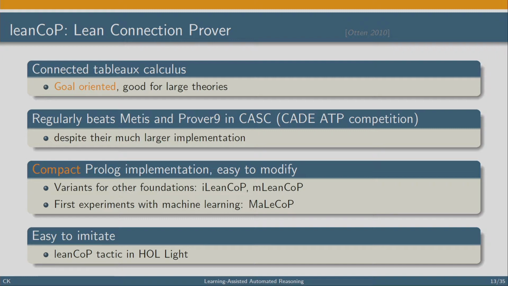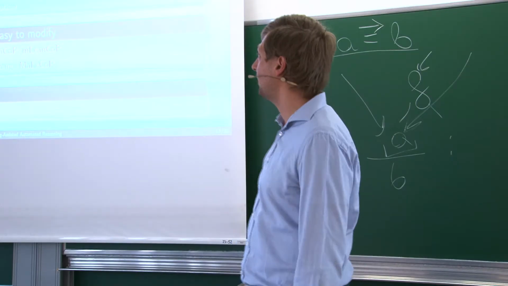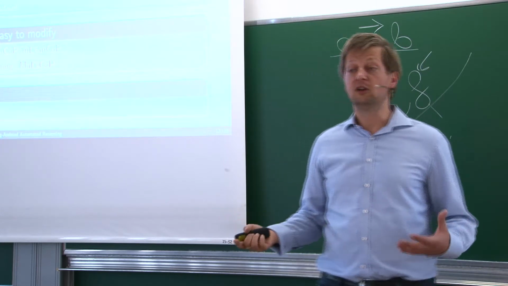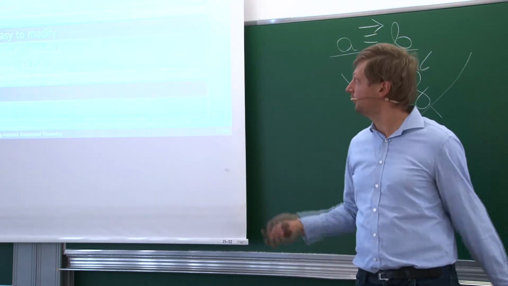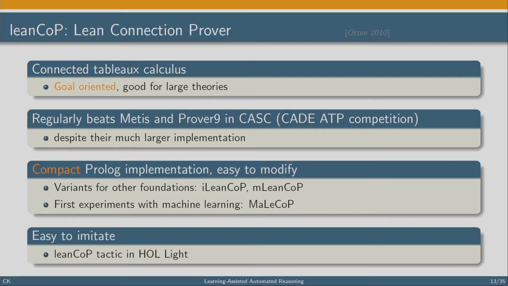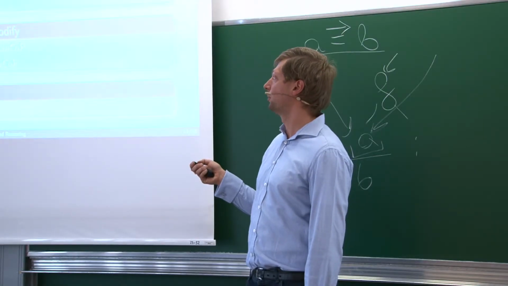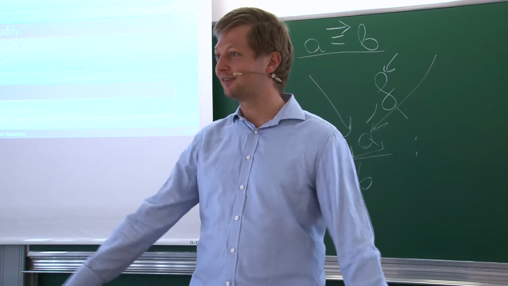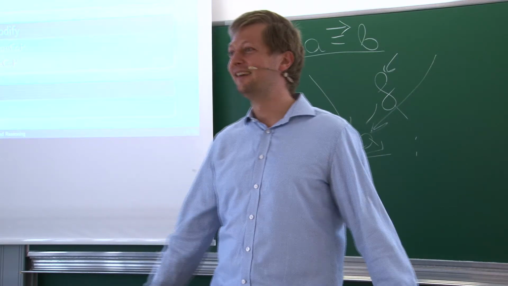It is goal-oriented, so we're naturally focusing on the goal and trying to extend the goal rather than trying to find a contradiction between all the axioms that we have, which means it's convenient for large theories because we're really starting with the most likely issue that we have. And in the yearly automated theorem proving competition, it regularly beats two major superposition calculus provers, despite the much more involved calculus with more properties.